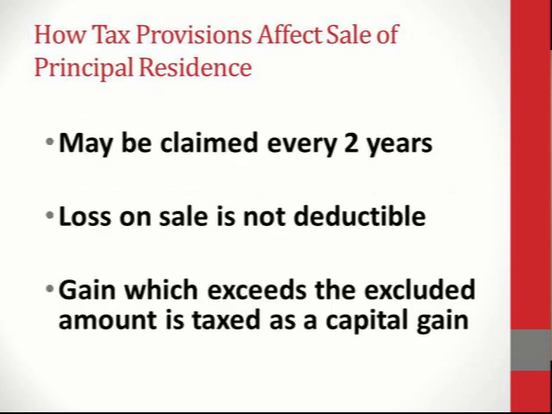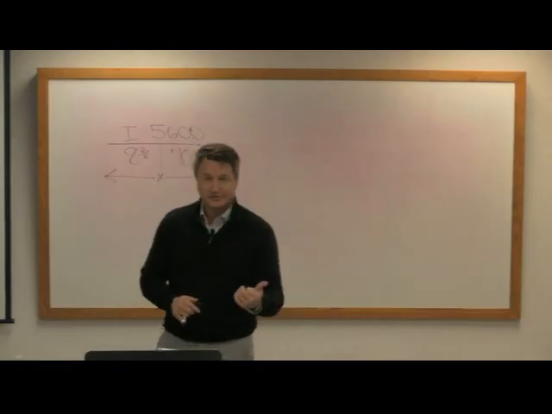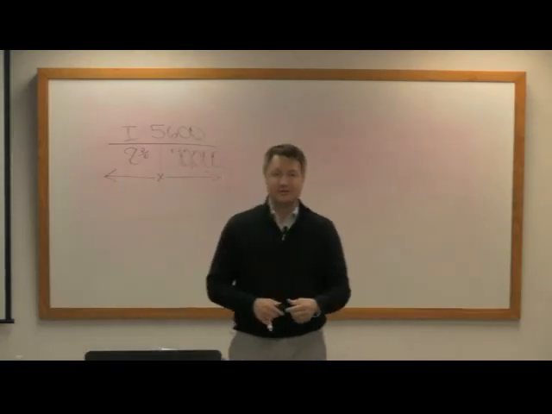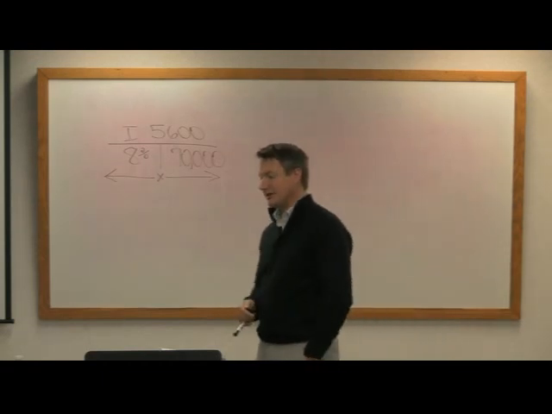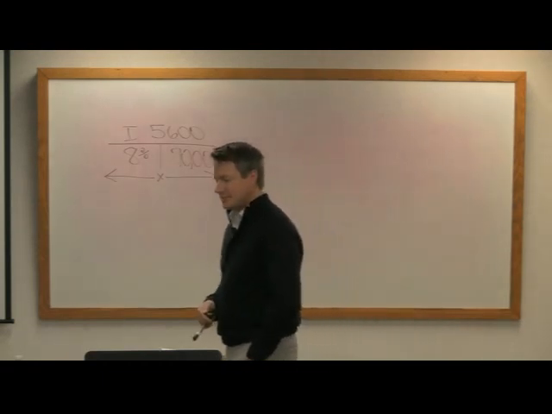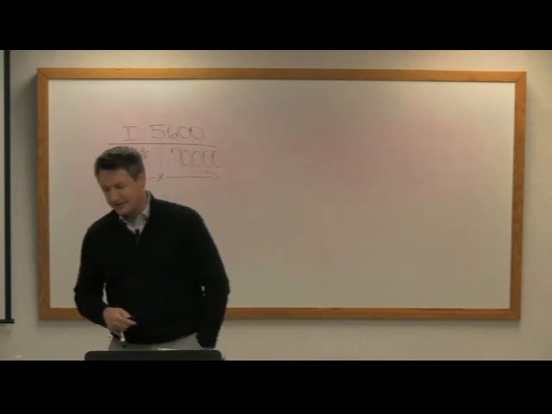So the loss on the sale you can't deduct. This can only be claimed every 2 years. And the gains which exceed $500,000 filing jointly, or $250,000 if you file single, are going to be taxed as a capital gain. How do we figure out capital gains?